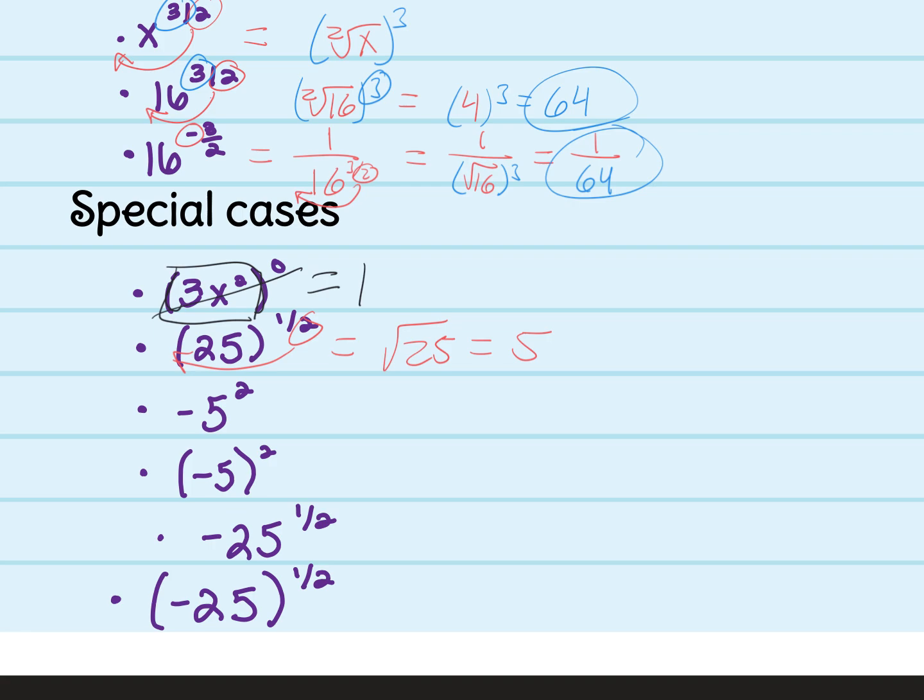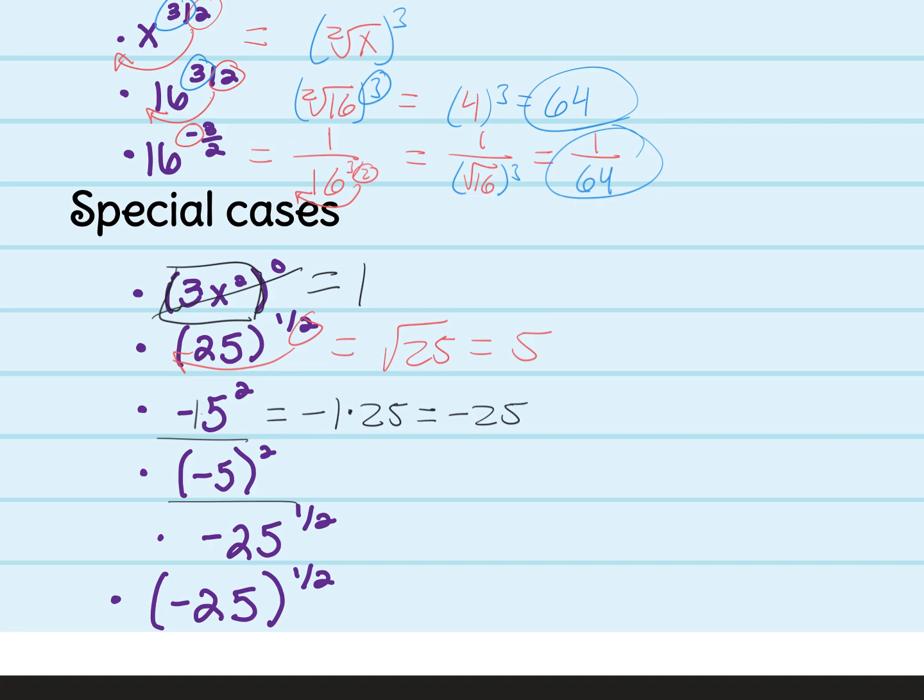This first one, -5 to the second power. Well, the difference between this expression and this expression is the set of parentheses. This first expression, -5 to the second power, just means our final answer is going to be negative. This negative out front, you can think of it like a -1 times 5 to the second power. Now we know 5 to the second power is 25, so we get -25 as your answer.